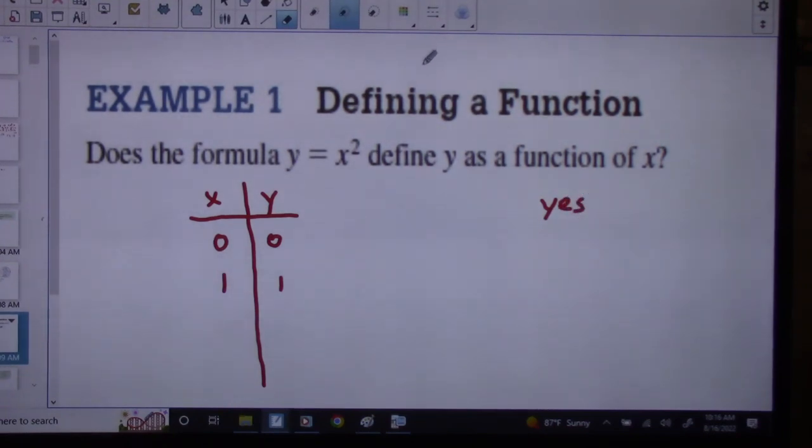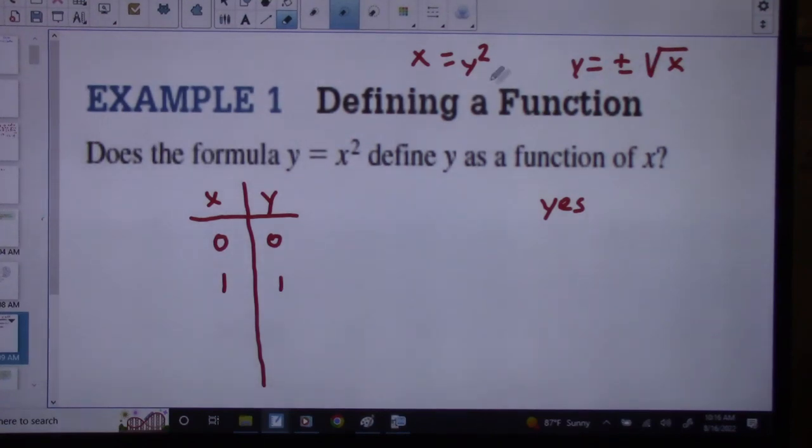But if we had the opposite case, if we had something like x equals y squared, would this be y as a function of x? No, it wouldn't, because when you solve for y, you would get y is equal to plus or minus square root of x. And therefore, this would not be a function. This would be a function. So just watch out for something like that.